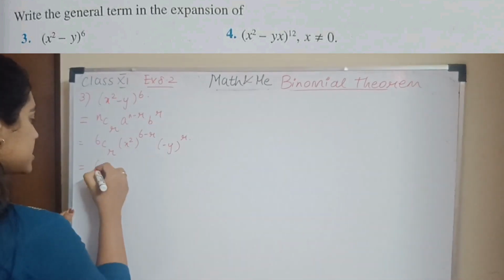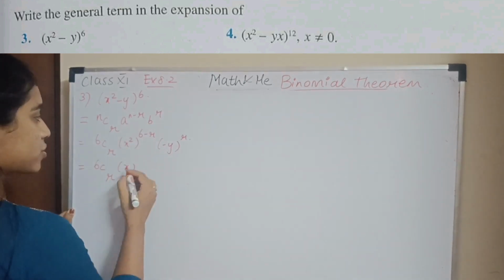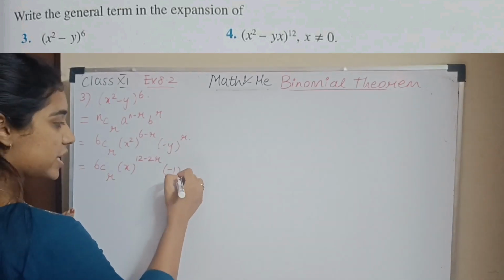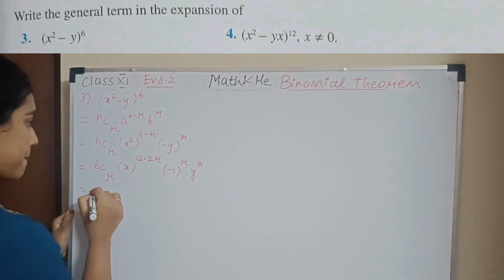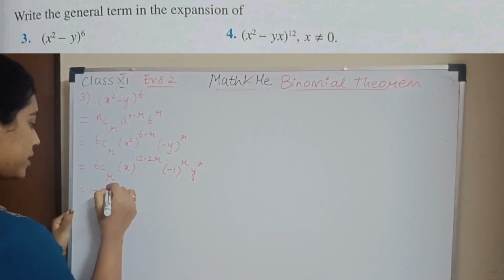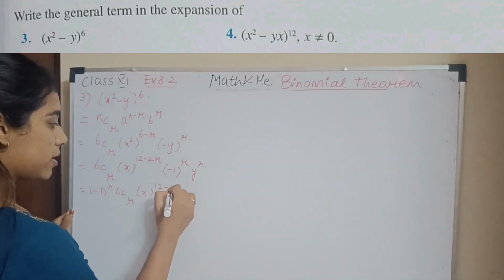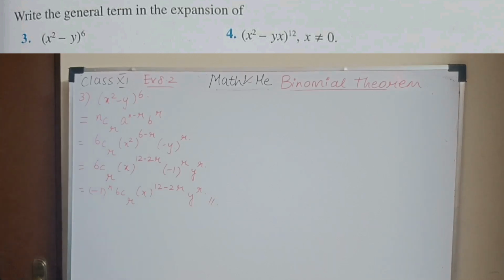So this is 6Cr times, when I multiply it by 2, I have x to the power 12 minus 2r, and when I take the minus 1 outside, I have (minus 1) to the r, y to the r. So what is it? (Minus 1) to the r, 6Cr, x to the power 12 minus 2r, y to the r. So this is the general form. Okay.